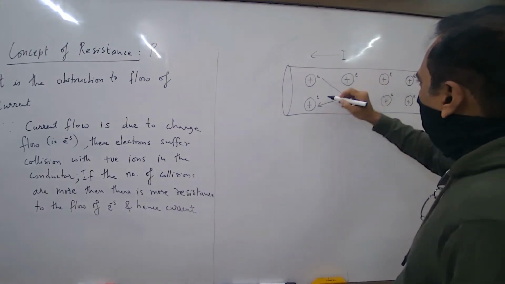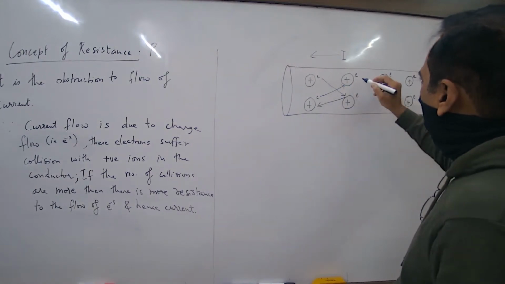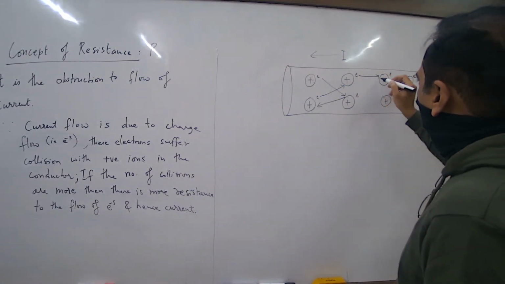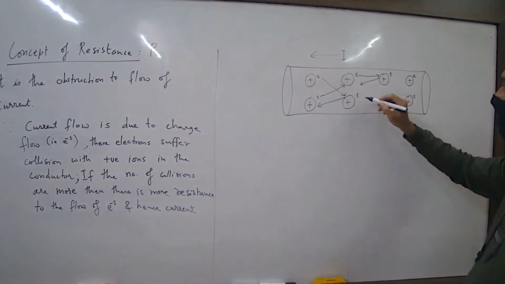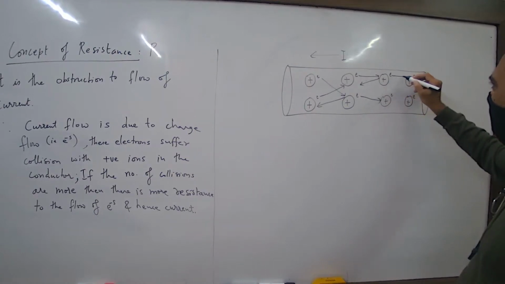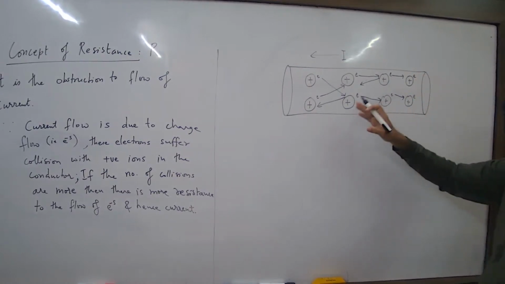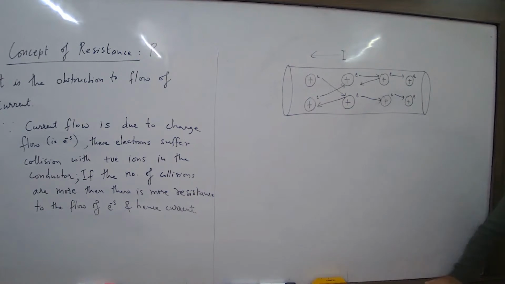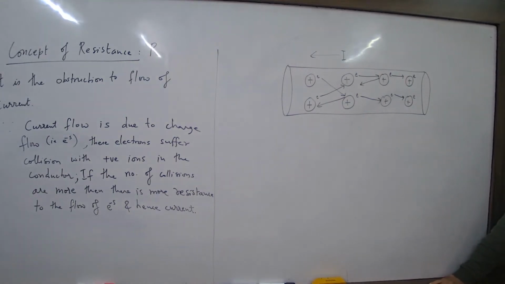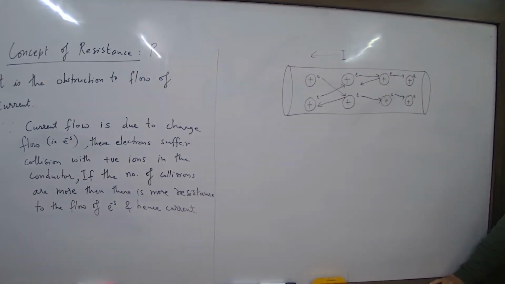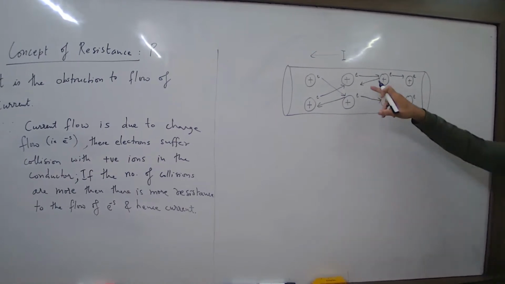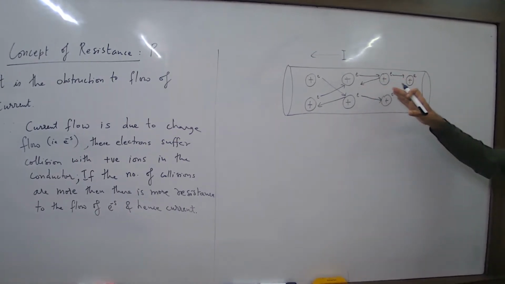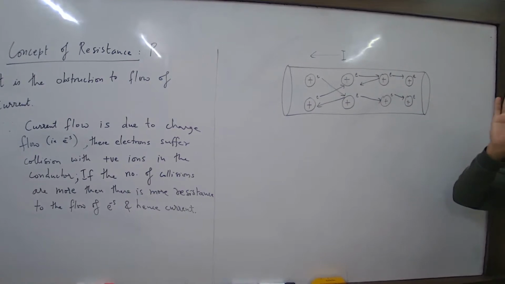Likewise, this electron collides and then the direction changes, right? So it travels in all directions and suffers collisions with positive ions, because of which there is resistance. It's not a free flow of electrons. It depends on the type of substance. In some substances there are more free electrons, so the current will be more.